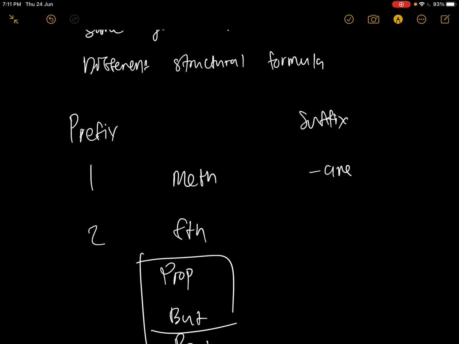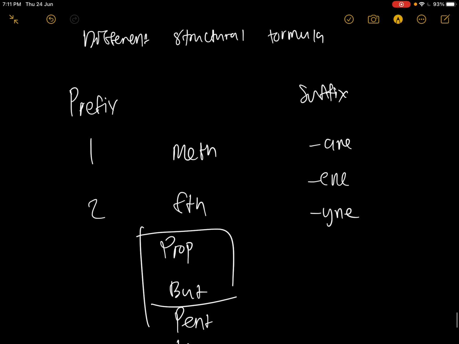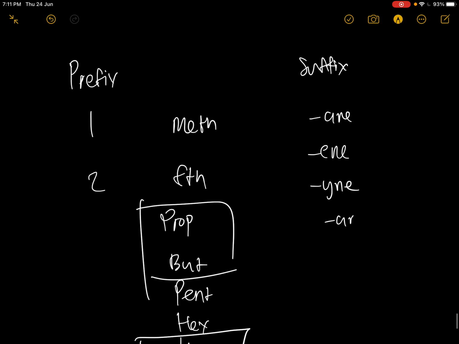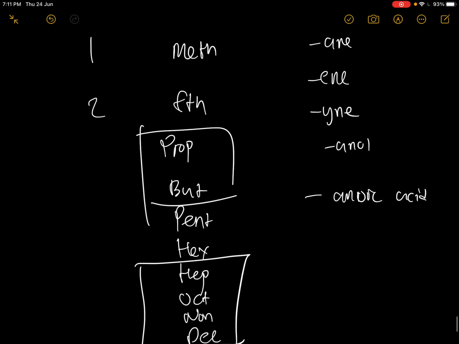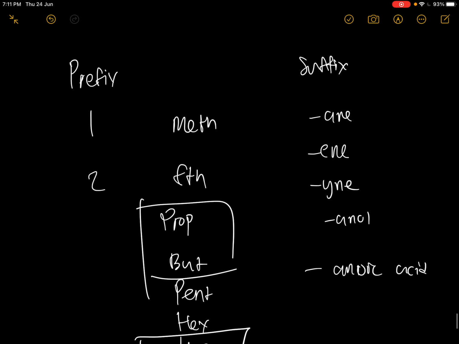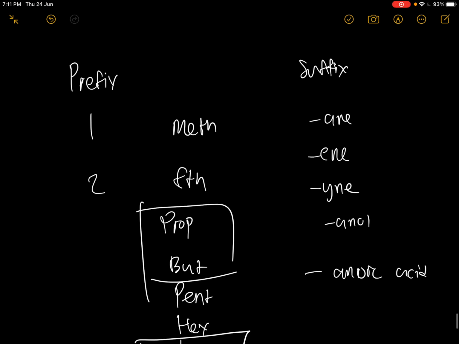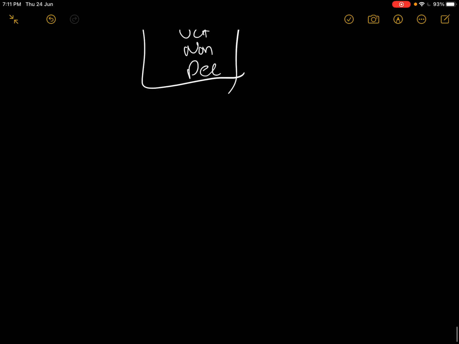Your suffix is the imbuhan akhiran that you put at the end. It depends on your homologous series. So it's either ane for alkane, ene for alkene, yne for alkyne, anol for alcohol, anoic acid for carboxylic acid, and ester was a bit more confusing. So again, the name of your carbon compound depends on these two.